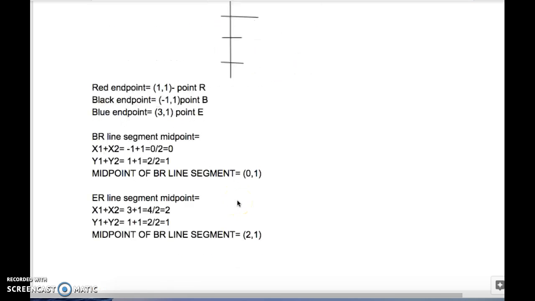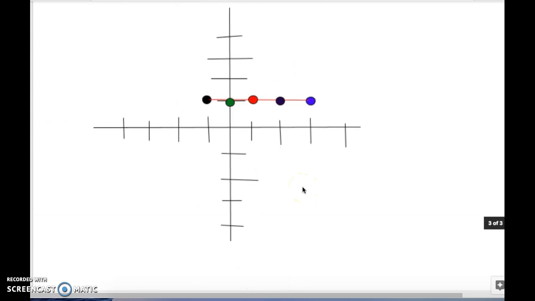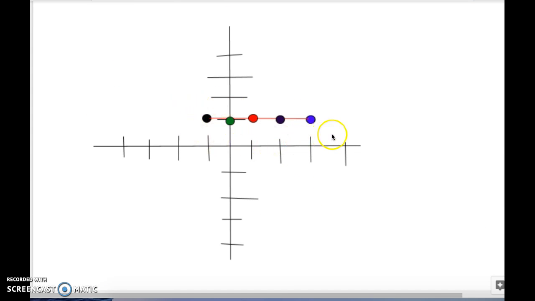And then when you put your new points onto the line, you see that the original line segment has been divided into fourths.